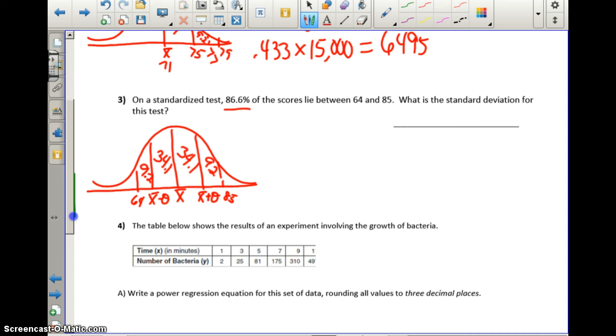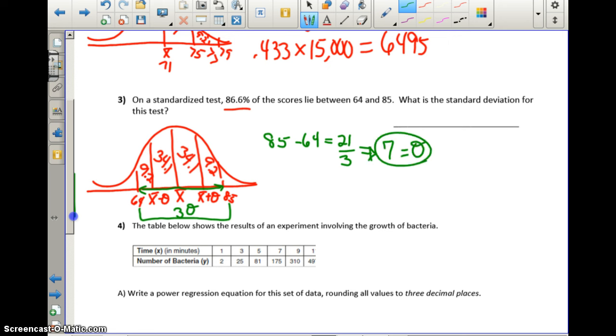So what that's telling me is that from the mean, I went 1.5 deviations this way, and I went 1.5 deviations this way. So this distance is 3 standard deviations. Well, 85 minus 64 equals 21. 21 divided by 3 tells me that each standard deviation is 7. So there's my standard deviation.